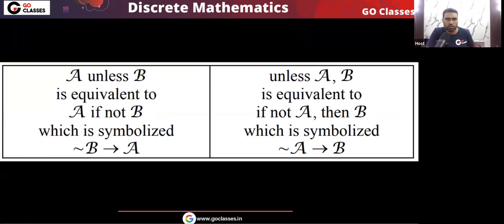Okay, that's it. So you can see here, A unless B, that is same as A if not B. Is this clear? Unless is same as if not. So A unless B, that is same as A if not B, and that is same as B bar implies A. Similarly, unless A comma B, unless is same as if not.